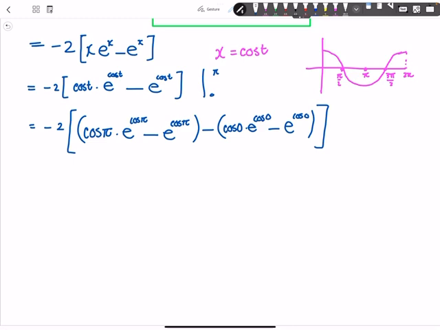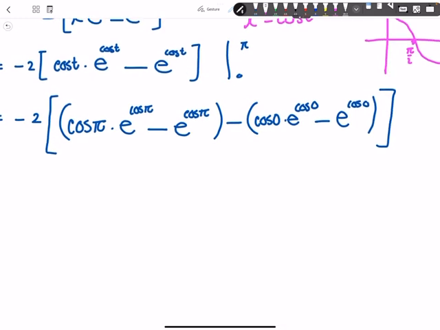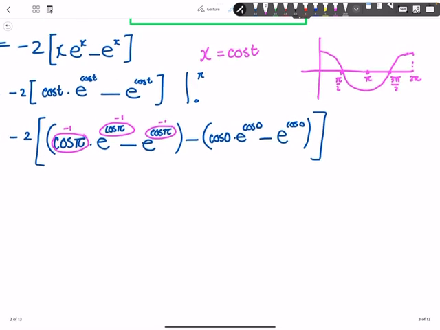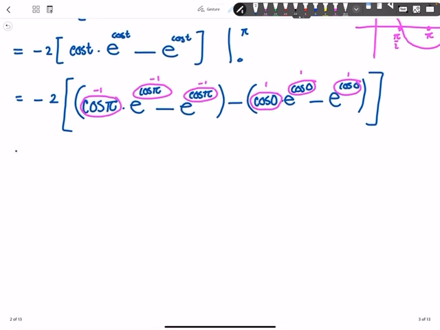All right, so cosine evaluated at pi is equal to -1. So that means this whole value will be -1, -1, and -1. And then cosine evaluated at 0 is equal to +1, +1, and +1. All right, so this gives me the equation -2 times, I've got -1 times e to the -1 minus e to the -1.